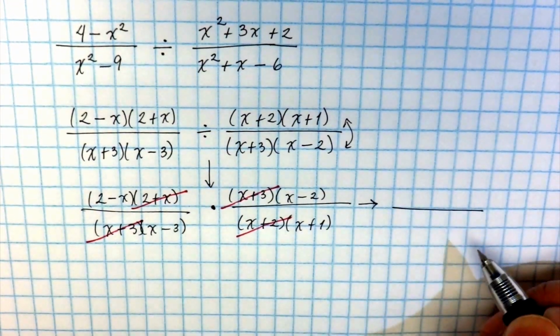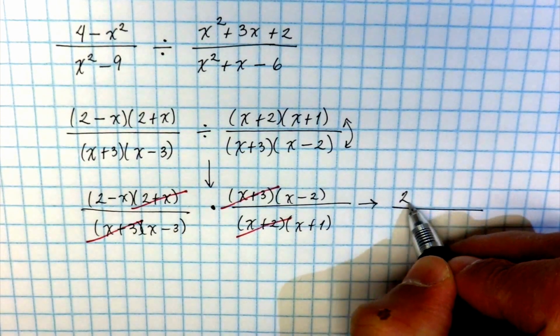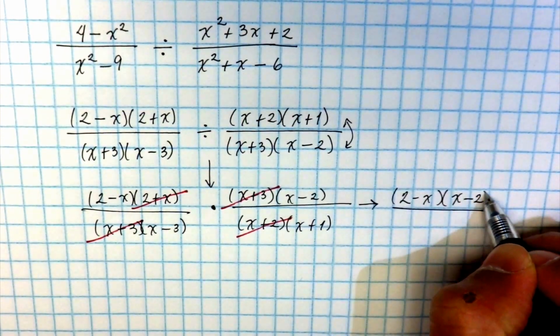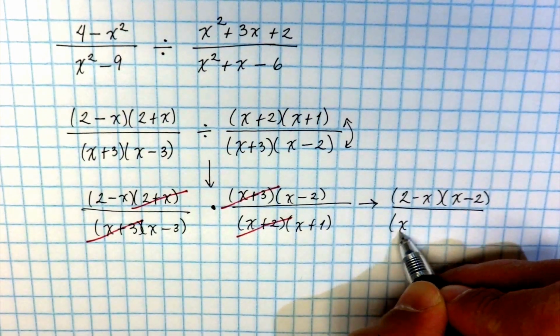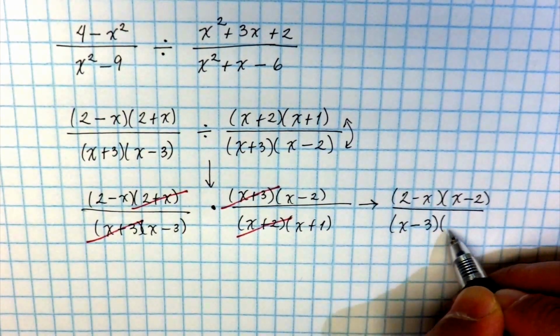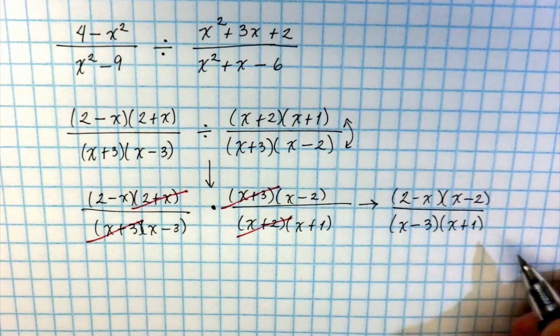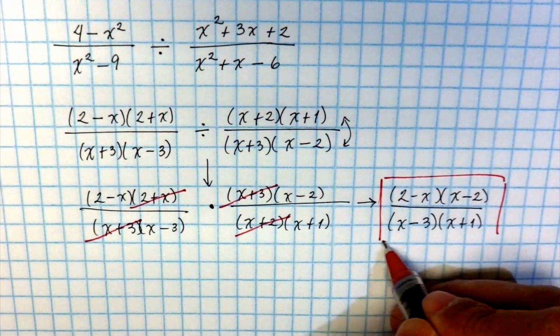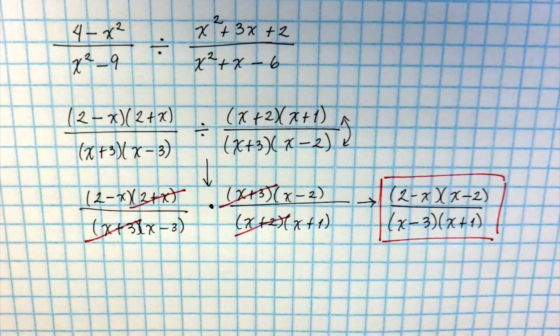My final solution, or my answer, is 2 minus x times x minus 2 on the numerator. On the denominator, we have x minus 3 times x plus 1. And I want to leave it that way. Chances are my textbook or my test is going to have that as an answer, and that's perfectly acceptable.